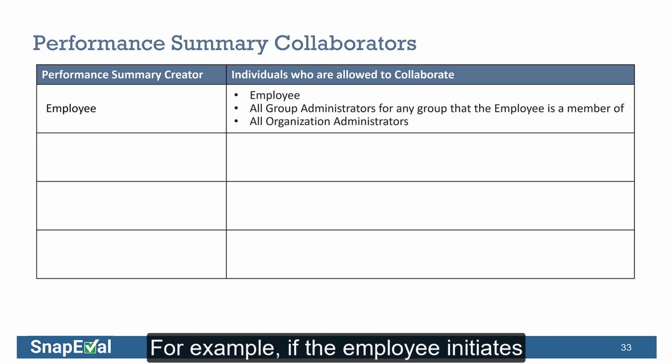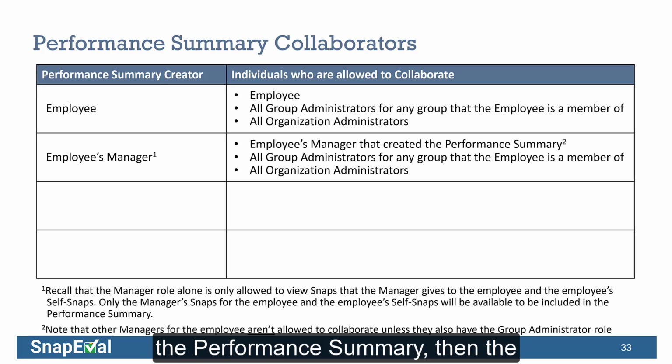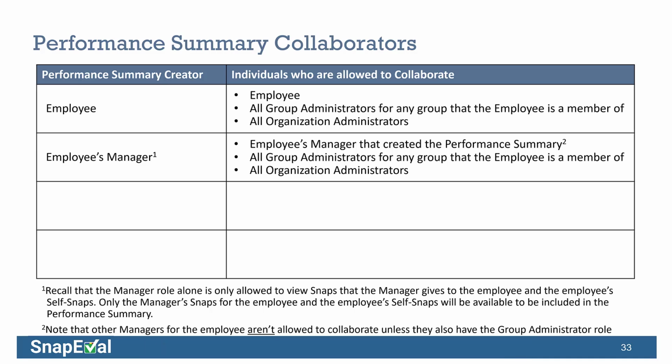For example, if the employee initiates their own performance summary, then the employee, all group administrators for any group that the employee is a member of, and all organization administrators can collaborate on the performance summary document. If the employee's manager initiates the performance summary, then the manager, all group administrators for any group that the employee is a member of, and all organization administrators can collaborate on the performance summary document.